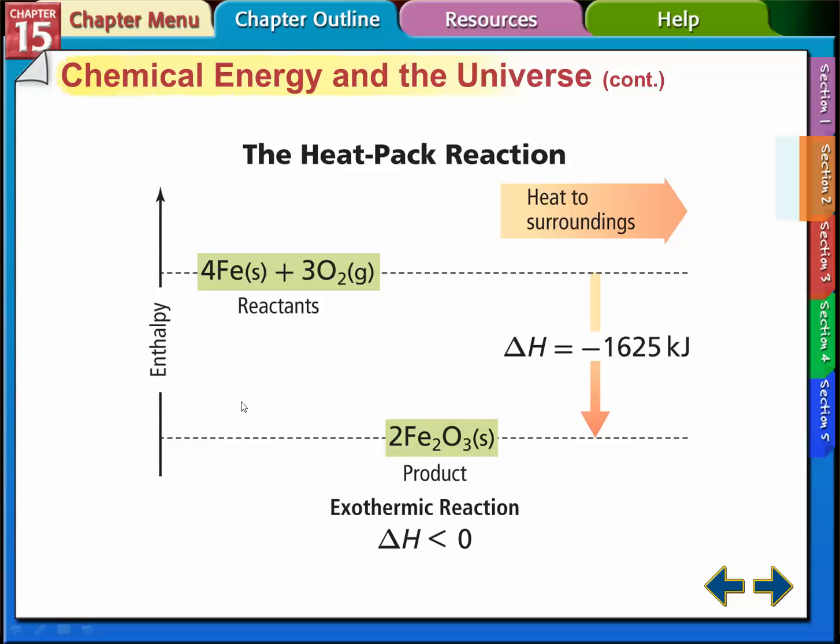Okay, so a graphic looks like this, where we have the energy, the enthalpy, the heat of the reactants up here. The heat of the products is down here. The enthalpy of the products is down here. So the products minus the reactants is going to be a negative number, and that heat that was in these reactants gets shipped off to the surroundings. It leaves this reaction system.